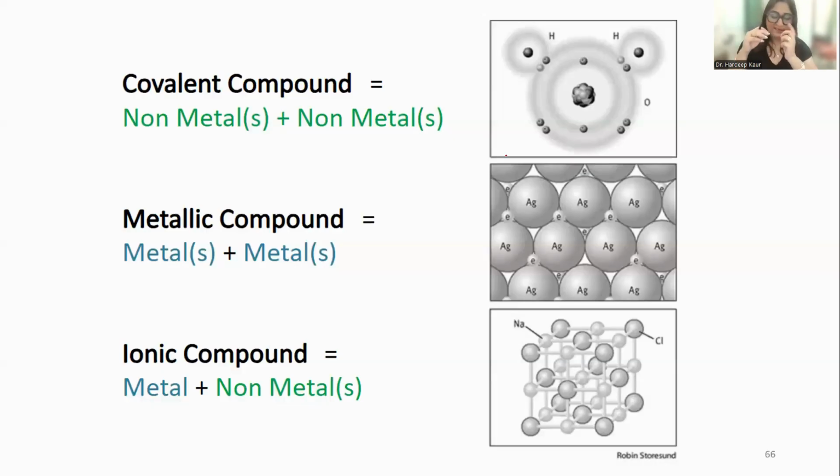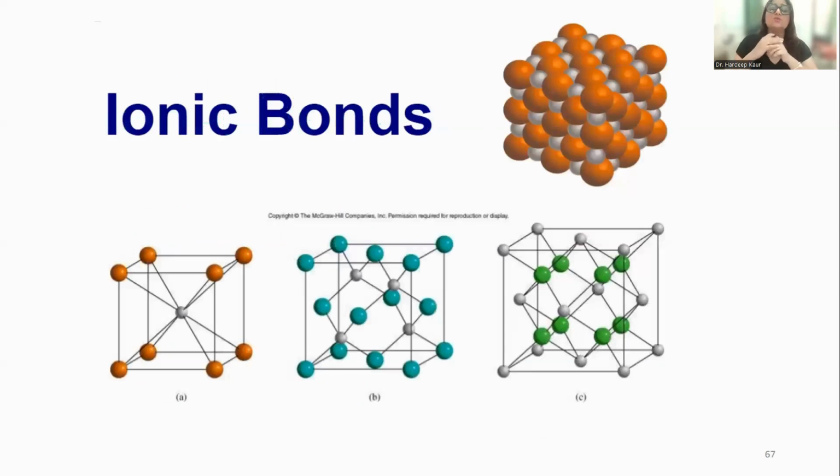So I'll start with the conclusion that in a covalent compound, non-metal will combine with non-metal. In a metallic compound, metal will combine with metal. But in an ionic compound, metal will combine with non-metal. So I'll start with ionic bonding.